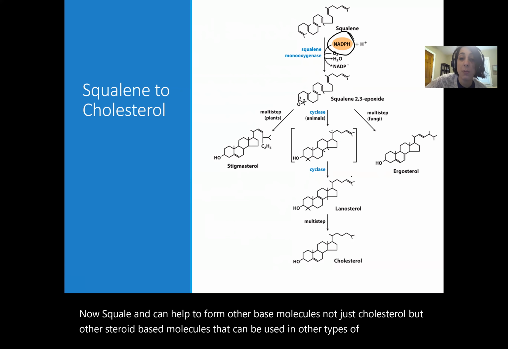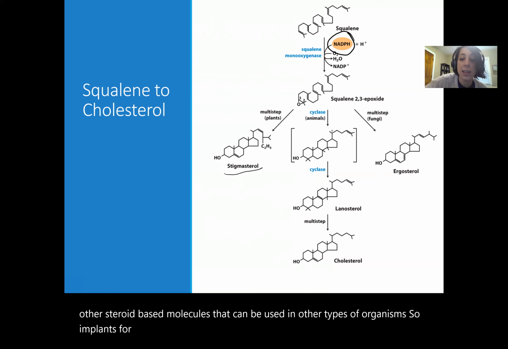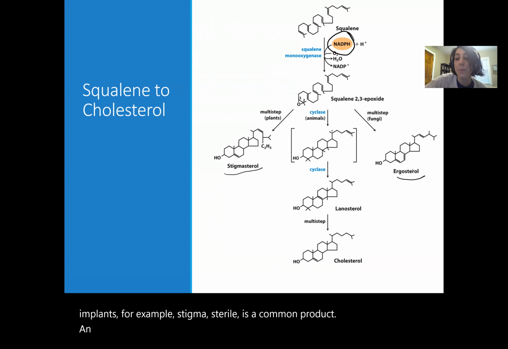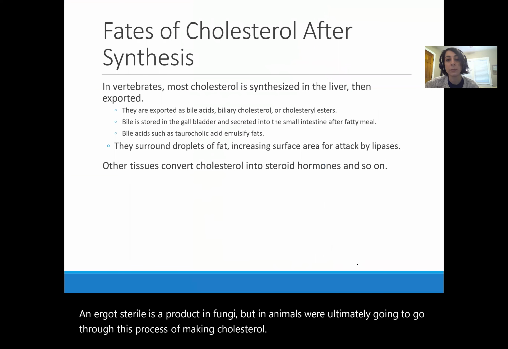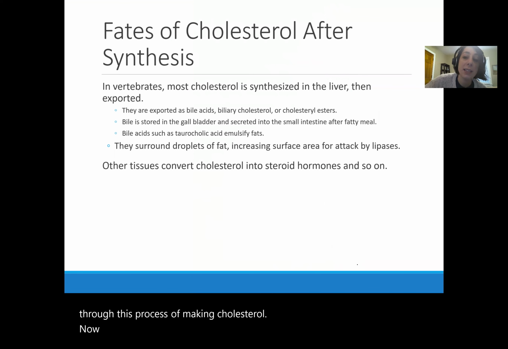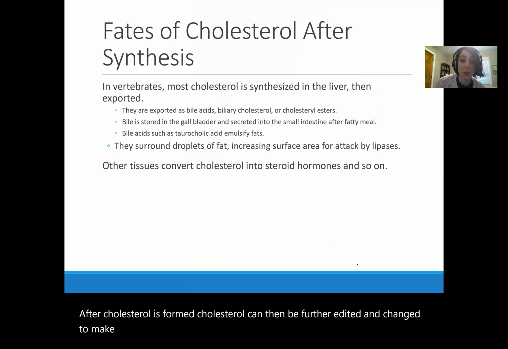So in plants, for example, stigmasterol is a common product. Ergosterol is a product in fungi. But in animals, we're ultimately going to go through this process of making cholesterol. Now, after cholesterol is formed, cholesterol can then be further edited and changed to make other similar molecules that have the cholesterol backbone.